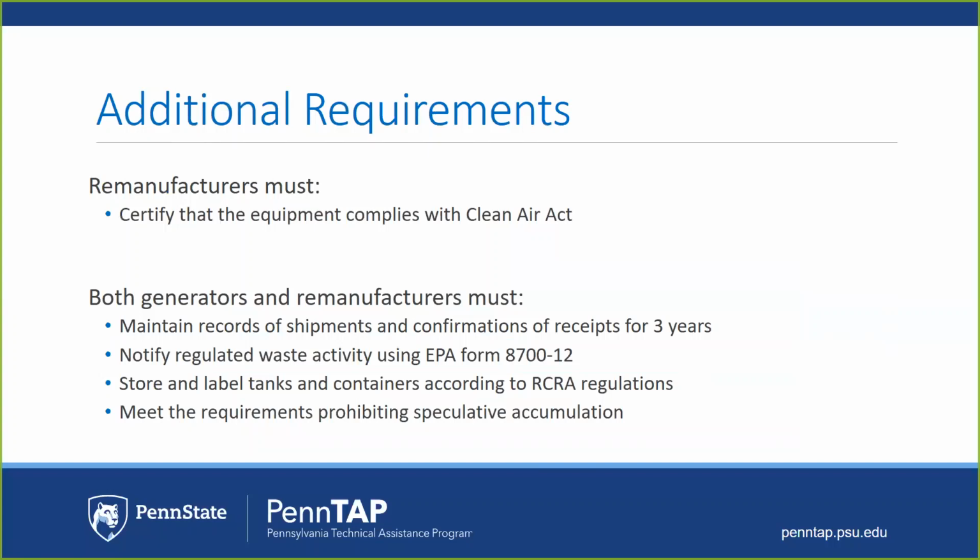Now that concludes our overview of the requirements and criteria for facilities to qualify for the remanufacturing exclusion. Let's move on now to the specific notification, record-keeping, and operational provisions of the exclusion rule. First, remanufacturers must certify that the equipment complies with the Clean Air Act. And second, both generators and remanufacturers must maintain records of shipments and confirmation receipts for 3 years.